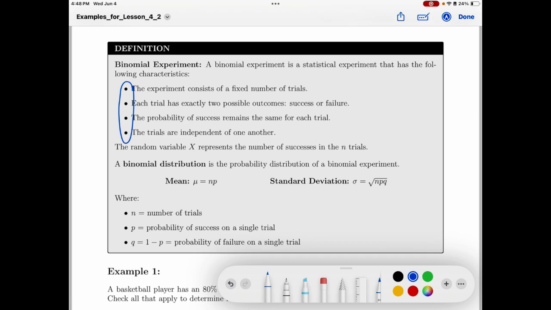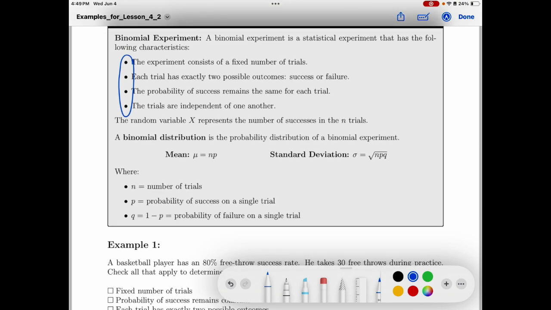The next one is each trial has exactly two possible outcomes. It's success or failure. That's why it's called the binomial experiment. There are two outcomes. The probability of success remains the same for each trial. And each of the trials needs to be independent of one another. That's the fourth item.